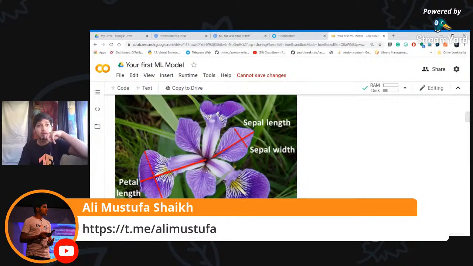Okay, so this is the hello world of machine learning. You will see this everywhere. Everyone is going to give you this same example.